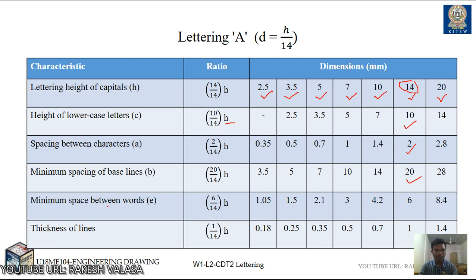Minimum space between words, 6 by 14 h. H is 14. 14, 14 get cancelled. That value is 6. Thickness of lines, 1 by 14 h. H is 14. 14, 14 get cancelled. That is, thickness of line is 1 mm.